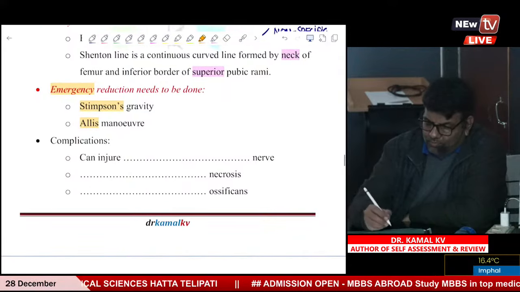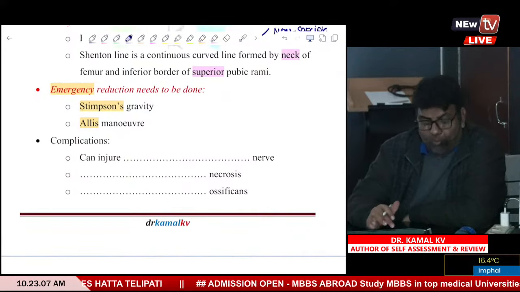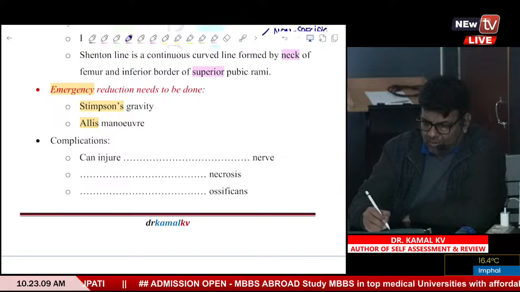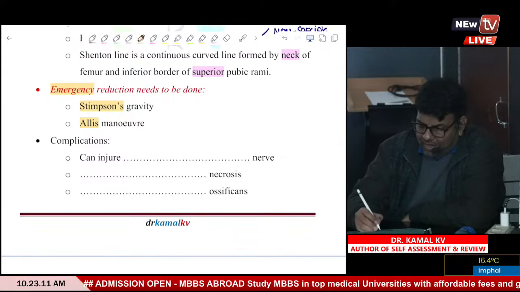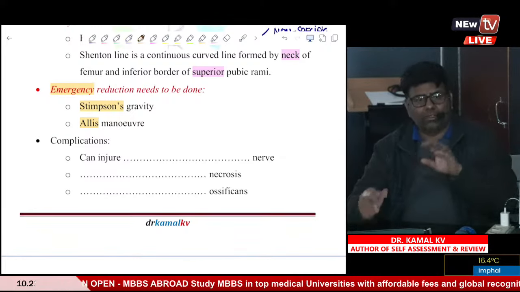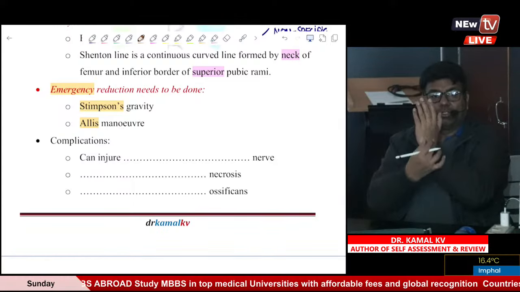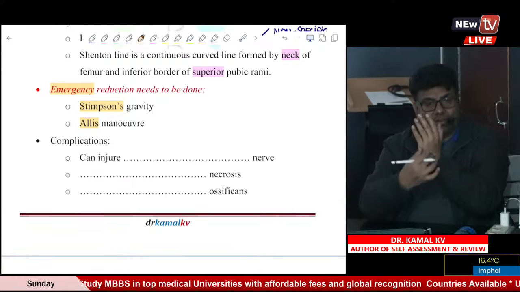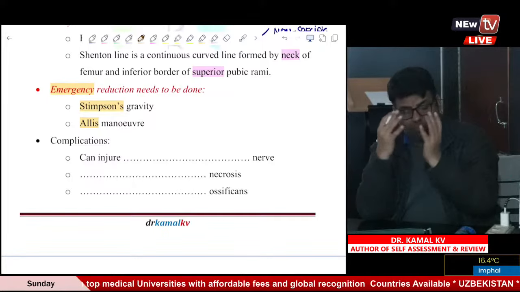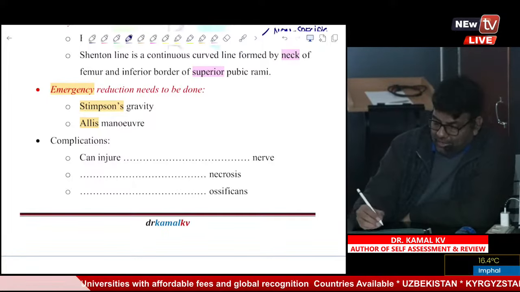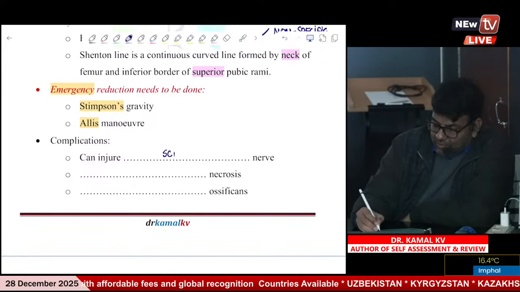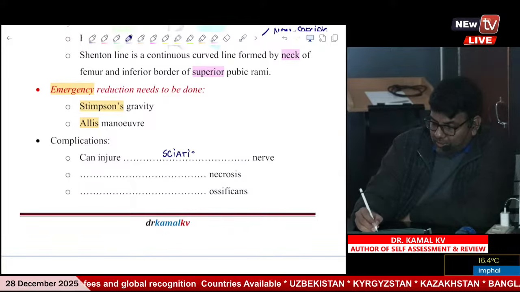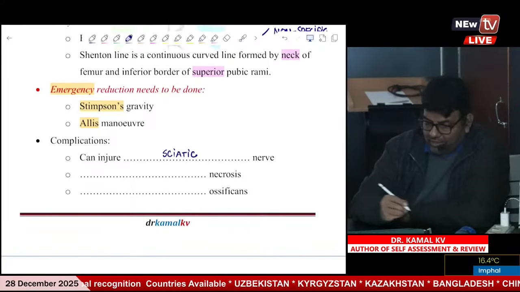Now, complications, again very important in orthopedics. Which nerve can be paralyzed? There is a very thick nerve on the posterior aspect of the hip joint, especially related to the gluteal region, and that is the sciatic nerve. So there is a possibility of injury to the sciatic nerve.